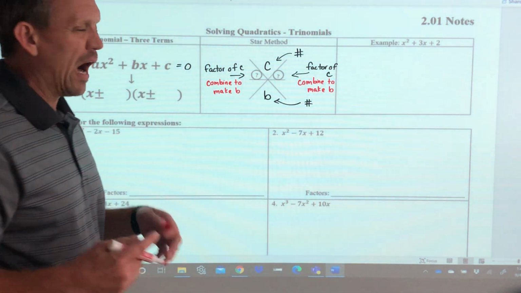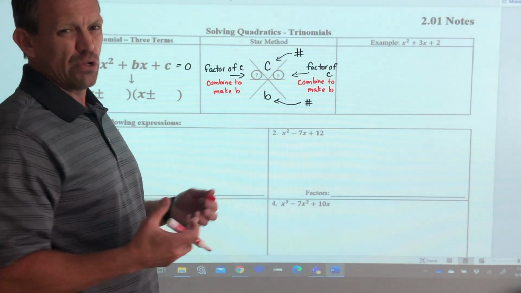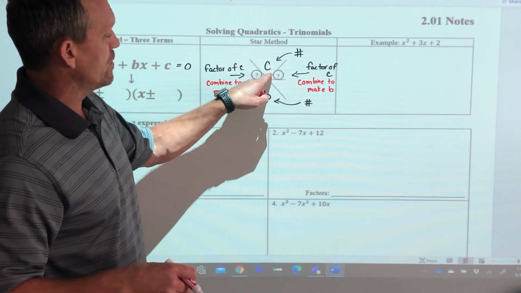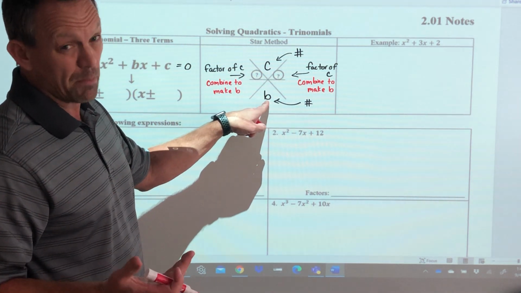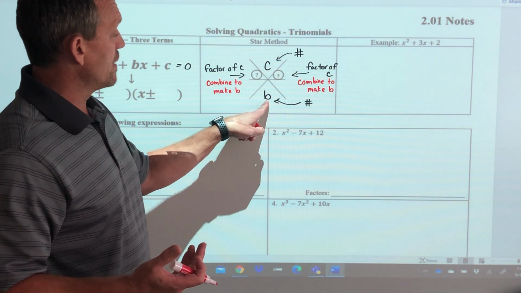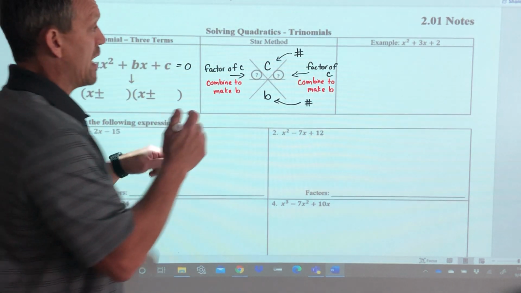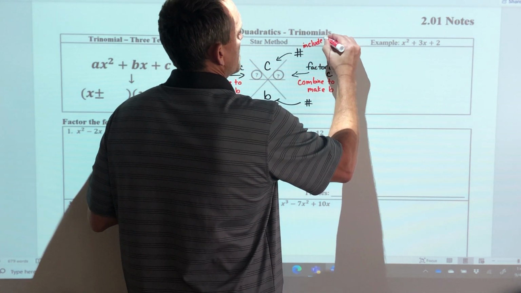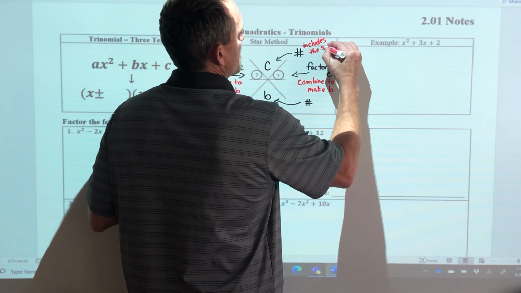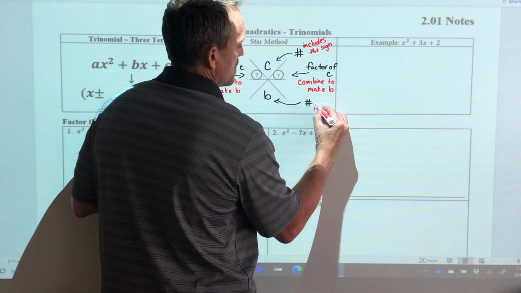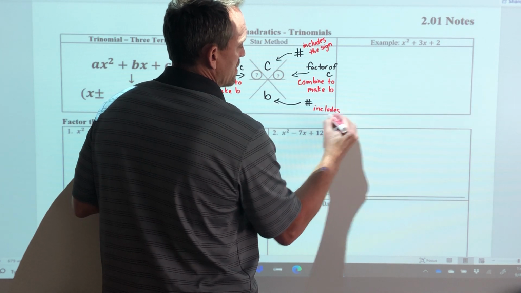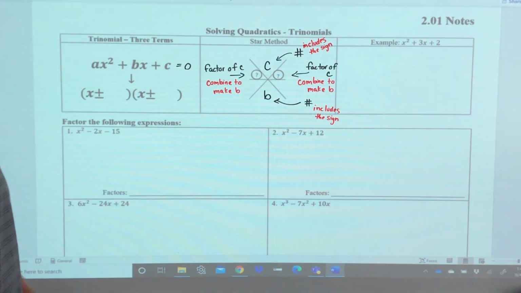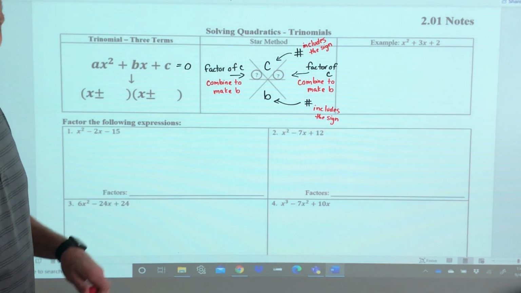That sounds really odd right now. If I show you one, it seems a little bit more straightforward. But to make sure we're looking for, this is my value of C, this is my value or my number of B, and that number also includes the sign. So it includes the sign of B. Let's just do one, and let's just go from there.